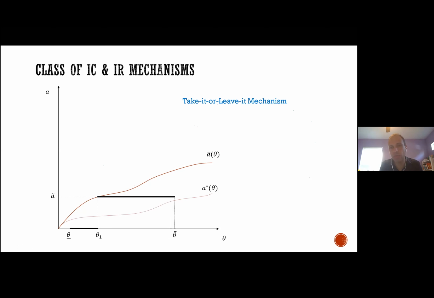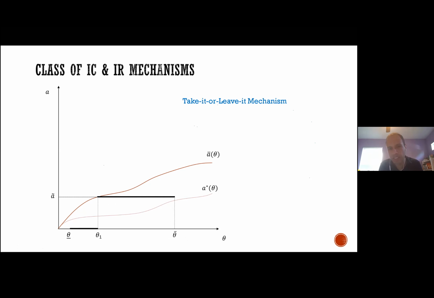But you can have other possibilities like a take it or leave it mechanism, where basically the contract is a single point. You either accept that action or you don't accept that action. So types who are willing to accept that action choose that action. These are the types between theta1 and theta upper bar. And the types who are not willing to choose that action, these are types between theta lower bar and theta1, choose the outside option. So that's a take it or leave it mechanism.